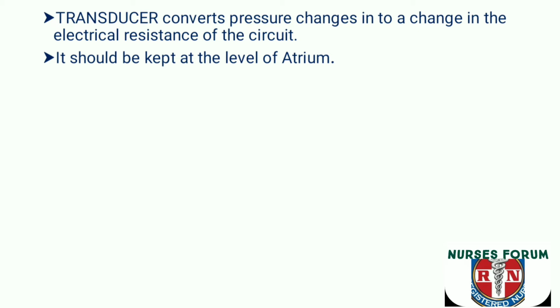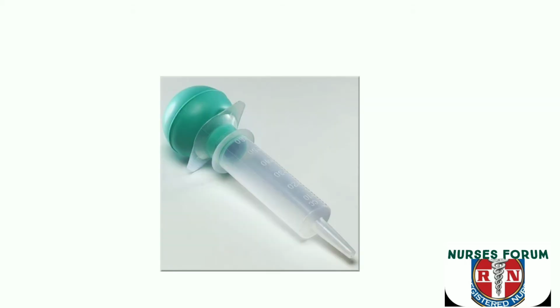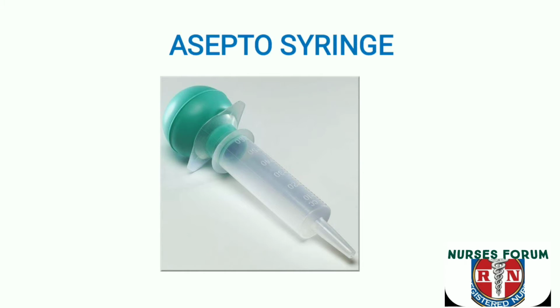We have to keep this transducer at the level of the atrium while BP monitoring. We can move to the next image. Name the syringe which is shown in the image. Right answer is aseptic syringe.